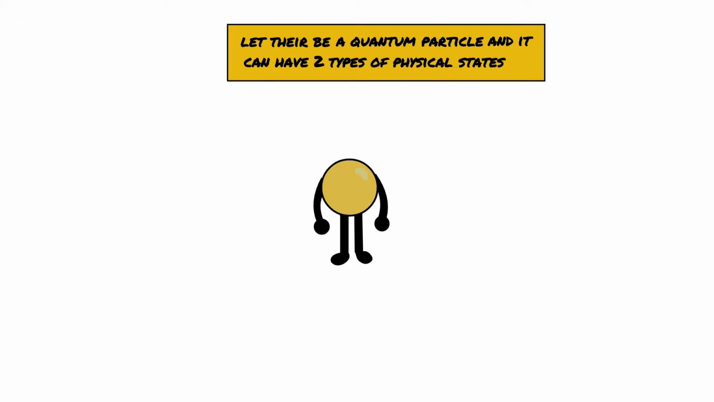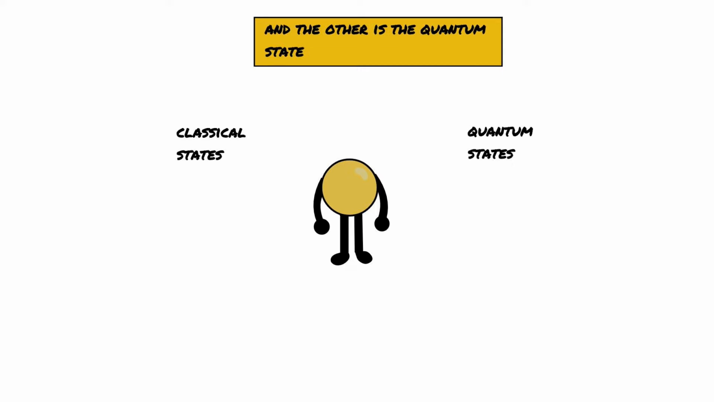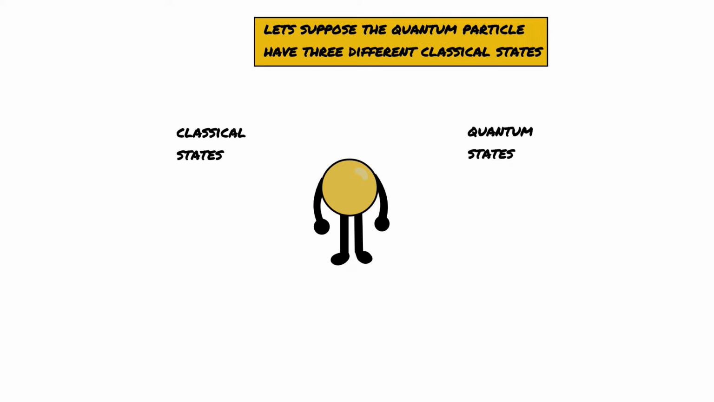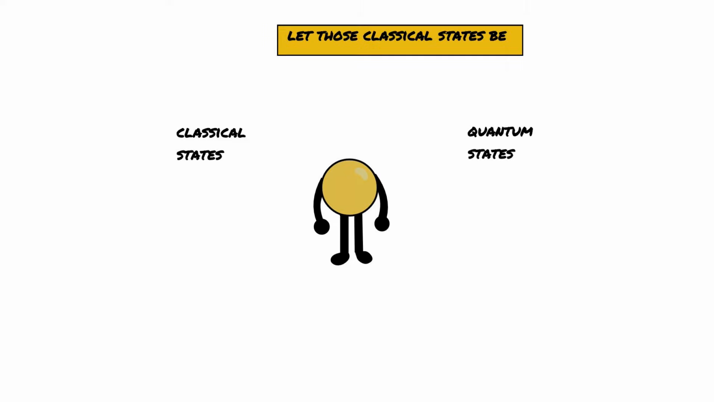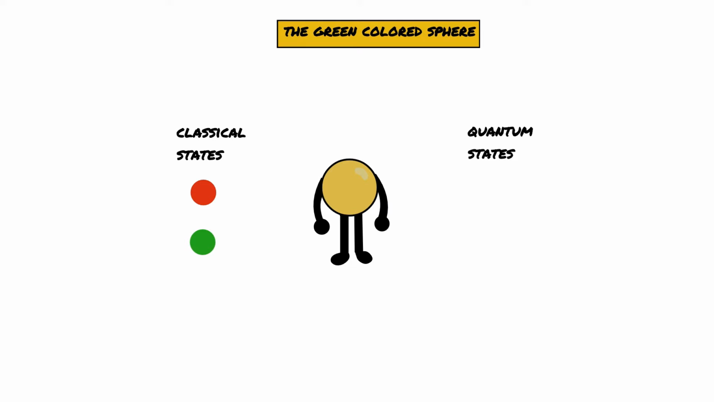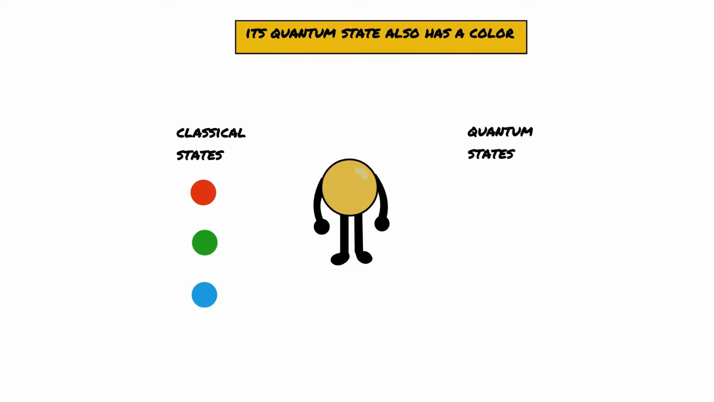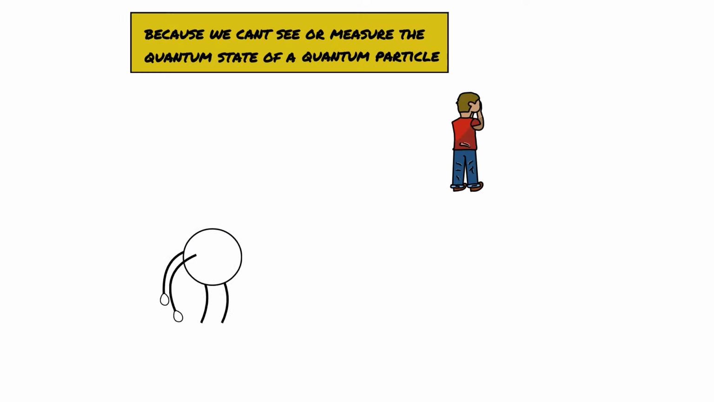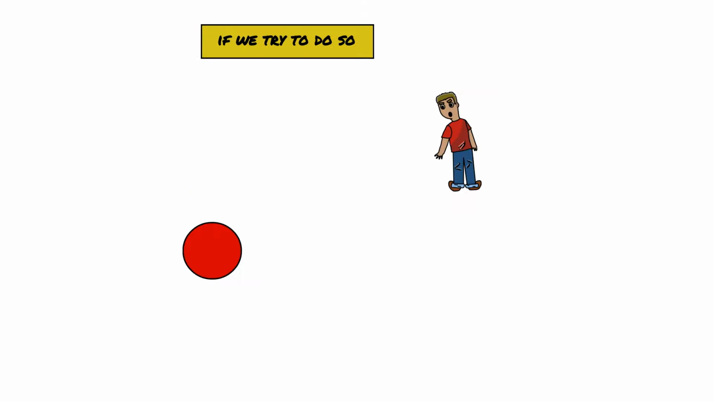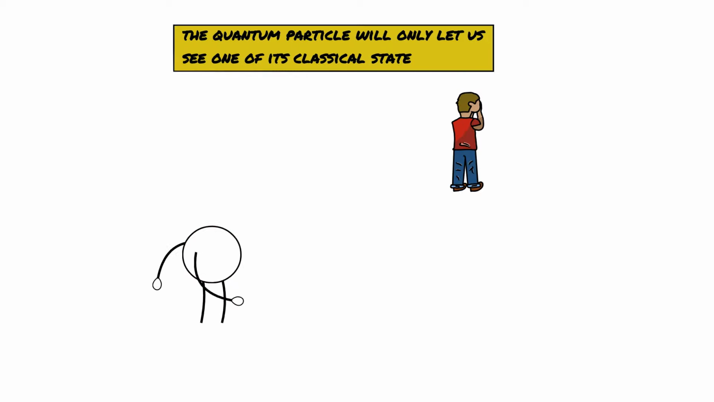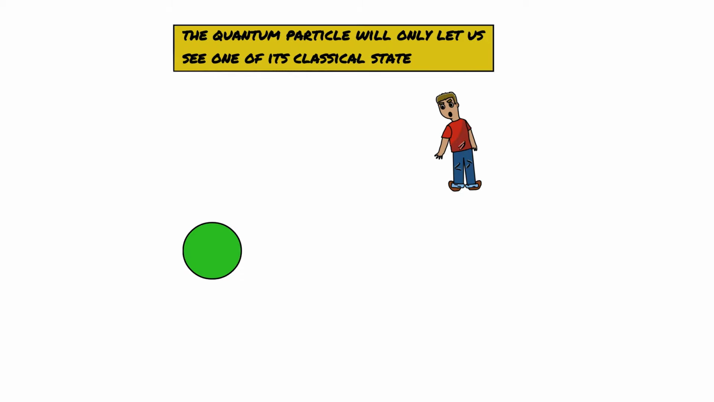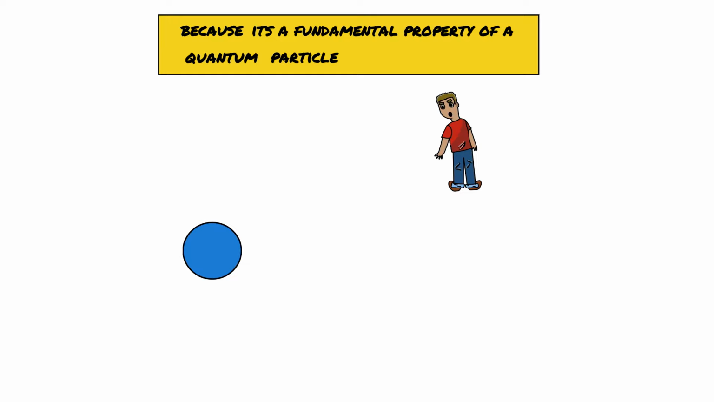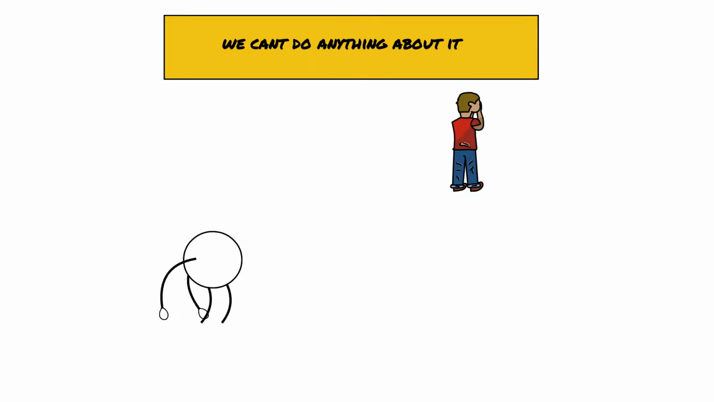Let there be a quantum particle, and it can have two types of physical states. The one is the classical state, and the other is the quantum state. Let's suppose the quantum particle has 3 different classical states. Let those classical states be the red-colored sphere, the green-colored sphere, and the blue-colored sphere. Its quantum state also has a color, but we don't know what it is, because we can't see or measure the quantum state of a quantum particle. If we try to do so, the quantum particle will only let us see one of its classical states. Because it's a fundamental property of the quantum particle, we can't do anything about it, but we still want to know the color of the quantum state.